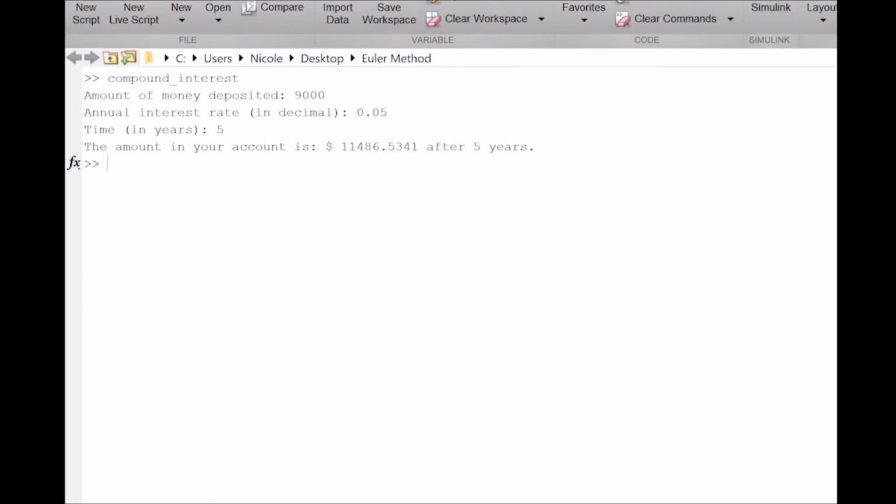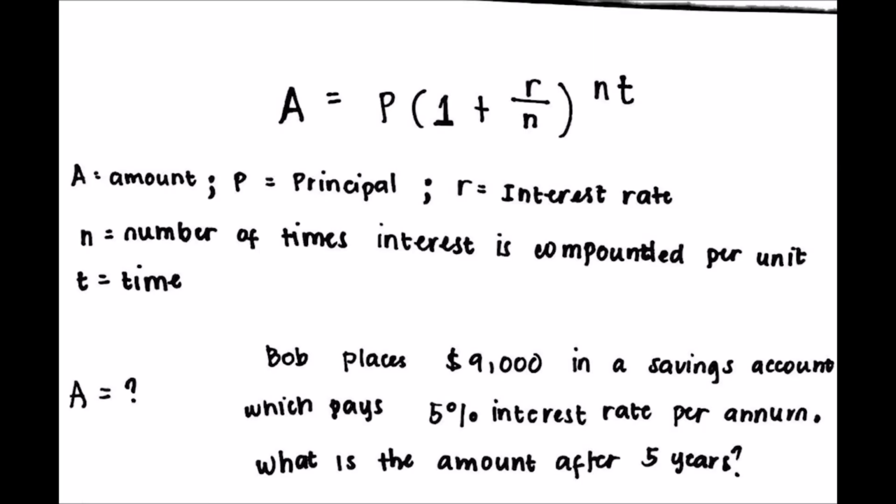First, we used the formula for compound interest, which is A equals P times 1 plus R over N to the power of N times T. A being the amount, P being the principal value, R equals the annual rate, N is the number of times the amount was compounded, and T is the number of years.